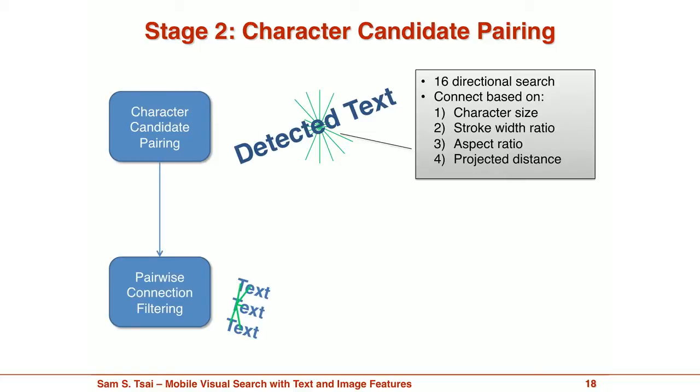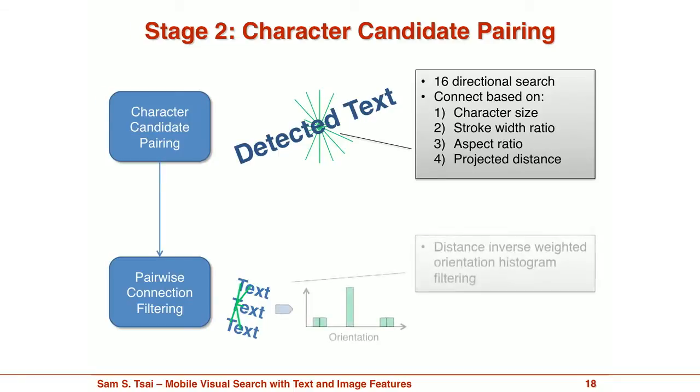For each character, we generate a distance inverse weighted orientation histogram that uses the direction of the connections and the distance of the connections. Then, we use the maximum value to generate a threshold to rule out the others. We could see that the shortest distance connection is kept. This helps us to rule out cross text line connections.